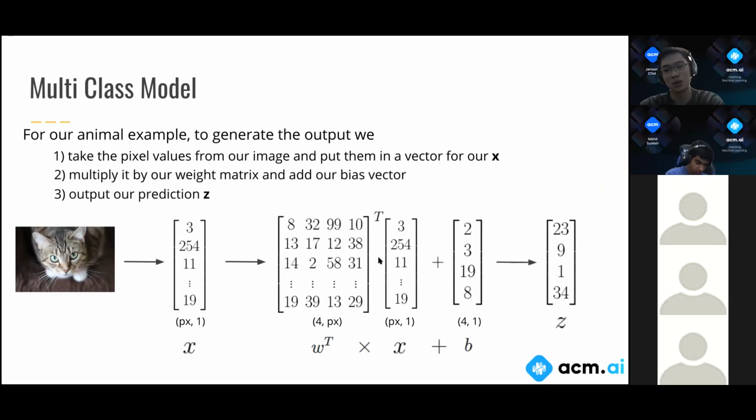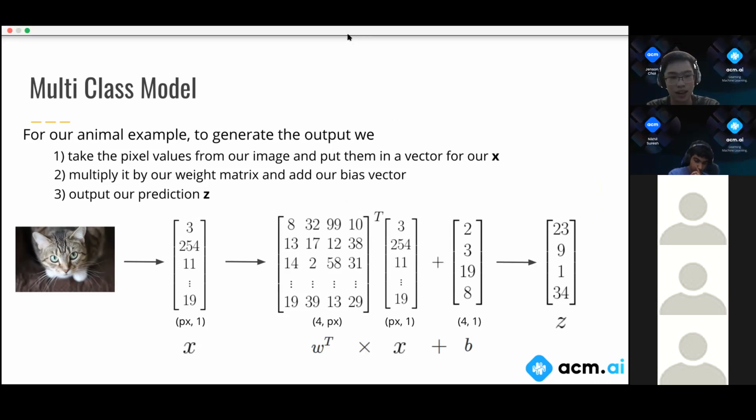So this is hopefully nothing new. This is basically what we would do for linear regression as well. And notice how our prediction here is a vector of 4 elements, because the underlying assumption is we have 4 classes. I think it was cat, dog, fish, and chicken.